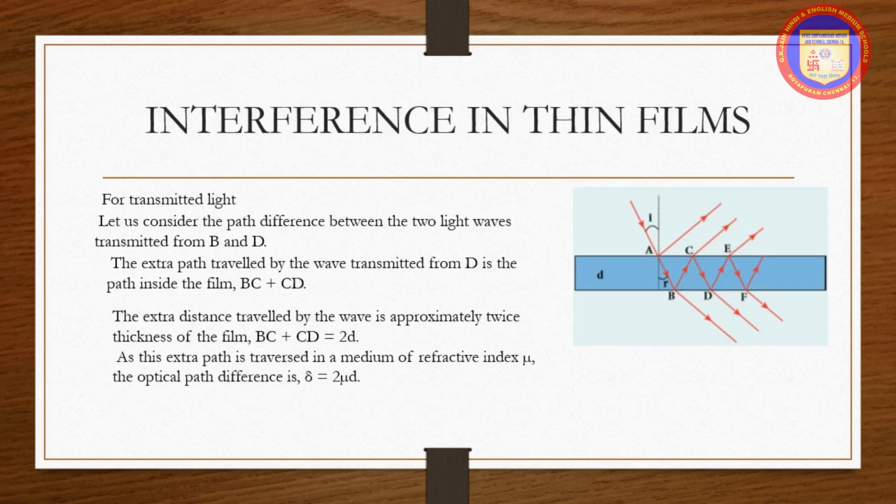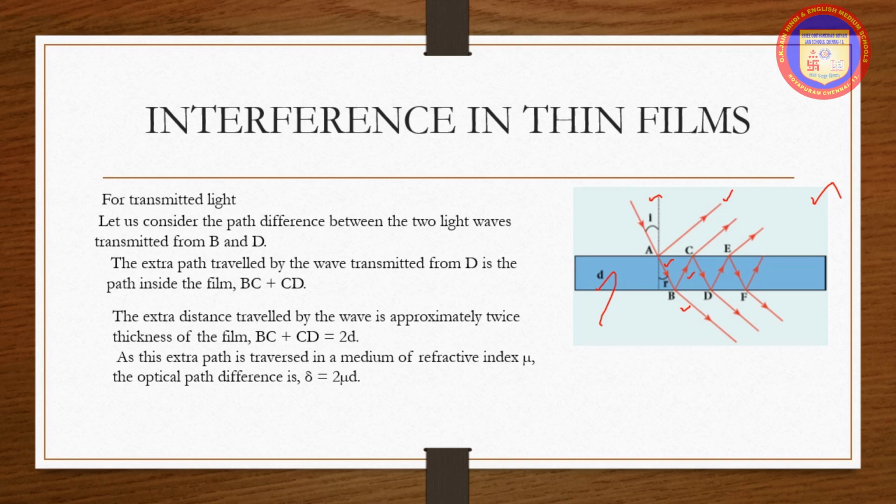Next we go to the next derivation, interference of thin film. Let us consider a thin film of transparent material of refractive index mu and thickness d. A parallel beam of light is incident on the film at an angle i. The wave is divided into two parts. At the upper surface, one is reflected and the other one is refracted. The refracted part which enters the film again gets divided at the lower surface into two parts. One is transmitted out of the film and the other is reflected back into the film.